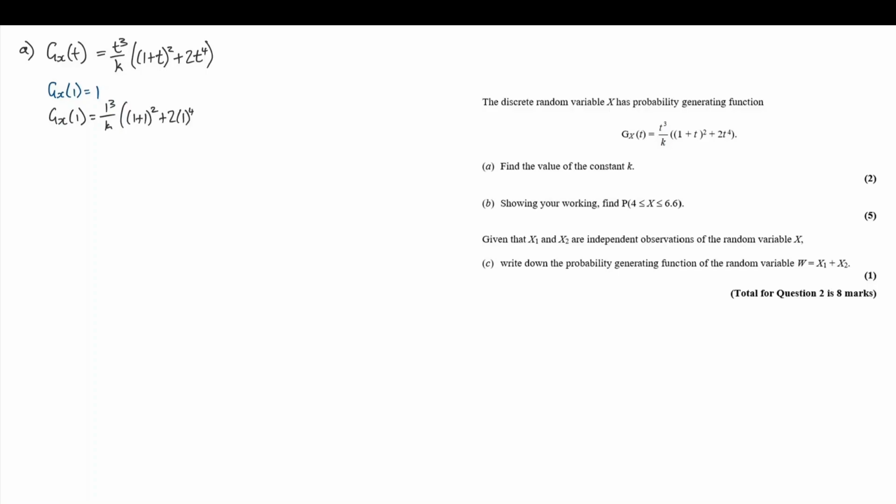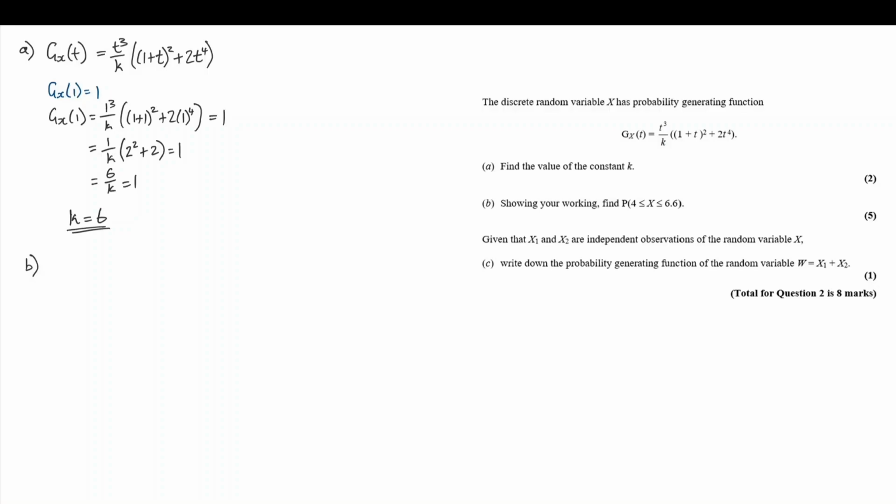If we substitute 1 for the dummy variable t, we're going to get an answer of 1. That's because if we had this in polynomial form and we substituted t equals 1, we'll just be left with all of the probabilities for the distribution, and we know they add up to 1. Doing that substitution makes this complicated nested bracket expression look a lot simpler. We've got 1 over k times 6. 6 over k must equal 1, therefore k equals 6.